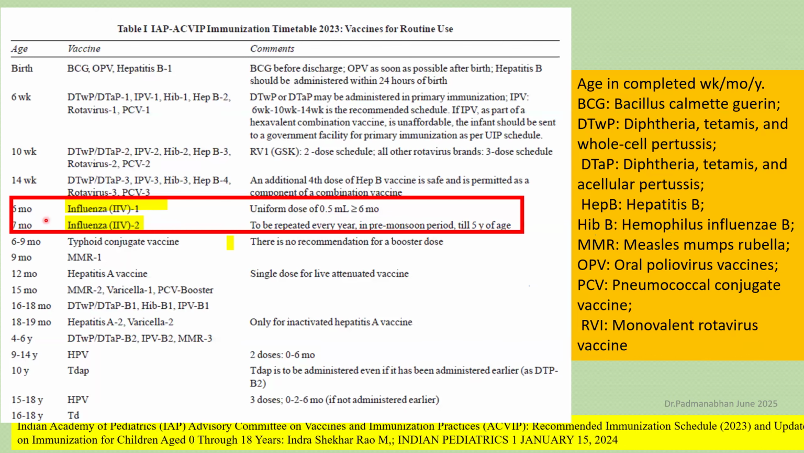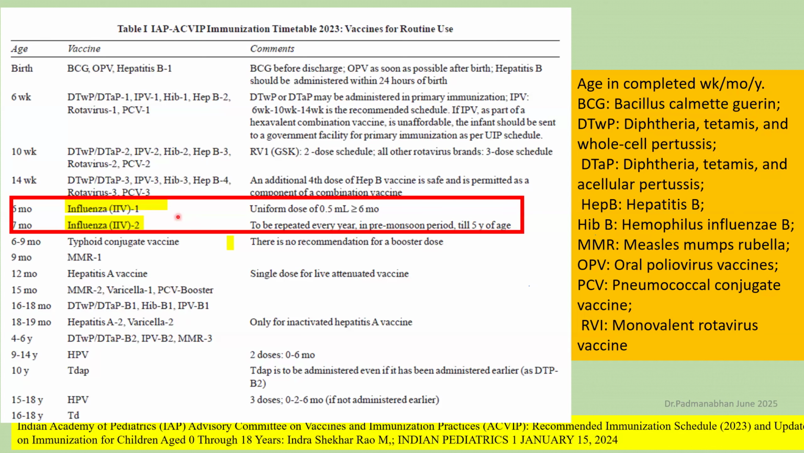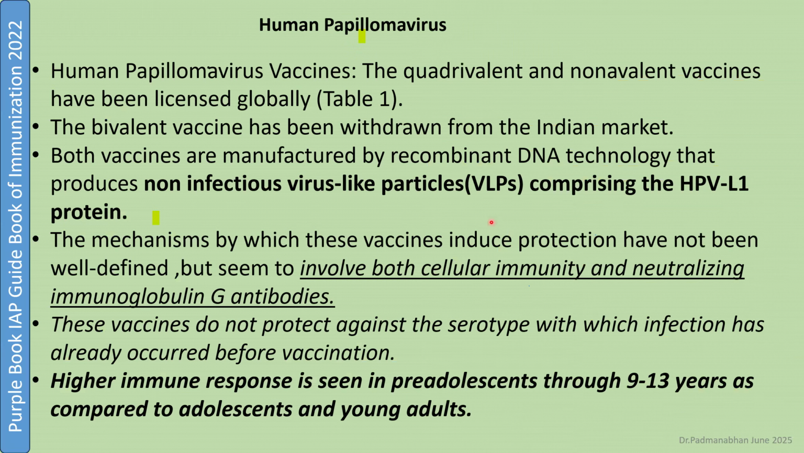This is the IAP recommendation, 6 months, 7 months, 0.5 ml. I don't know why they are written 2 months apart; 4 weeks apart you can give, but it seems to be 8 weeks apart. Then every year till the age of 5 years. Remember, if you're following the ACVIP immunization schedule, you should offer flu vaccine to these patients, especially children who have recurrent wheezing. Remember that. Now, I think this is the final one, human papillomavirus.